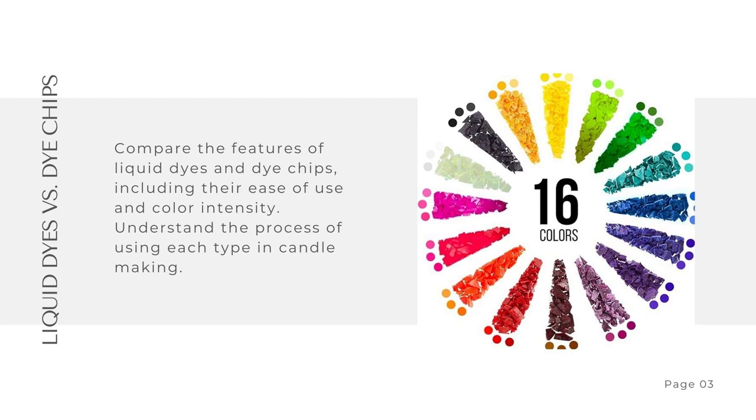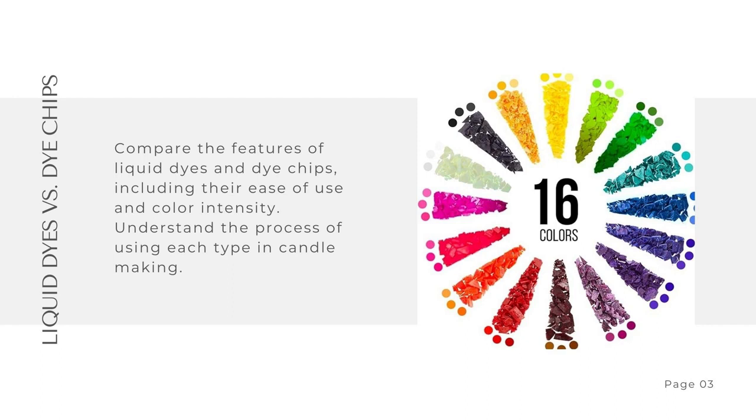Dye chips. These solid dye chips offer another way to add color to your wax. They are generally more economical than liquid dyes, but they require a bit more effort to use. Here's the process. 1. Shavings or grating. Using a knife, grater, or food processor, break the dye chips into smaller pieces or shavings. The finer the pieces, the easier they will disperse in the wax.